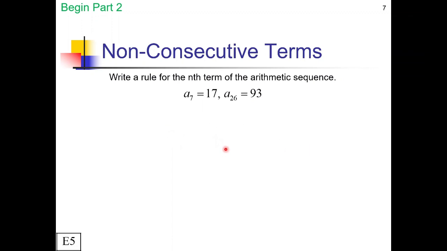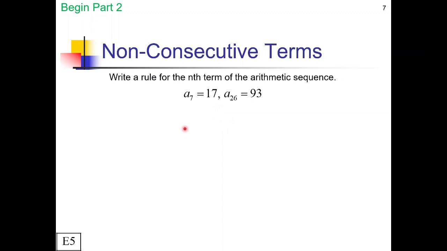So that's kind of the big new thing on this one, is we have these terms, A7 and A26 in this case that are not even consecutive terms. They're not right next to each other. So I can't just do, for example, 93 minus 17. That would not give me the common difference. That would give me the difference between a whole bunch of terms, not just two of them. So how could I figure out that common difference with these non-consecutive terms?